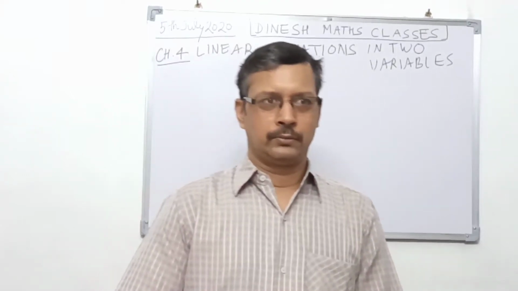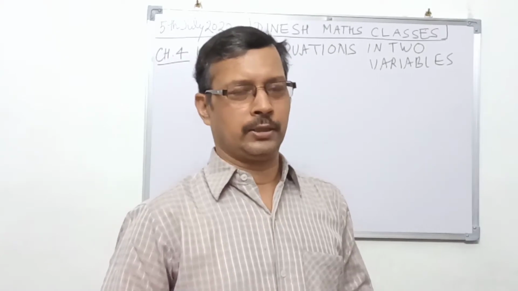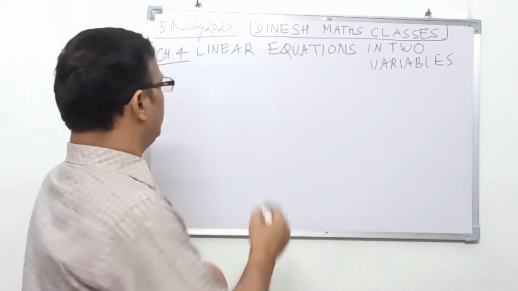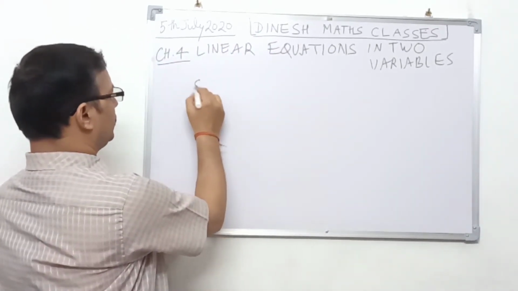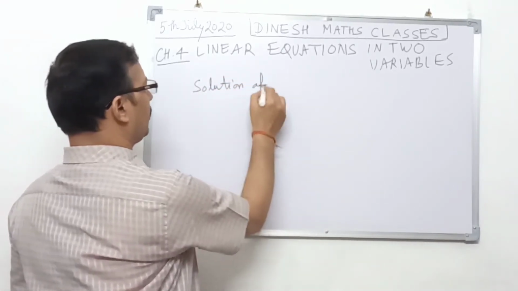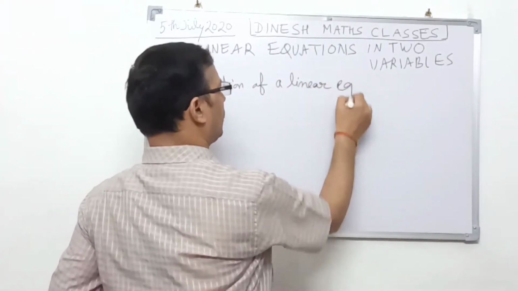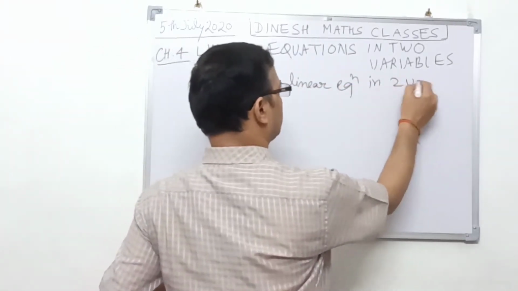So dear students, this is the second video of chapter 4, class 9th NCERT textbook. Here we will be talking about the solution of a linear equation in two variables.